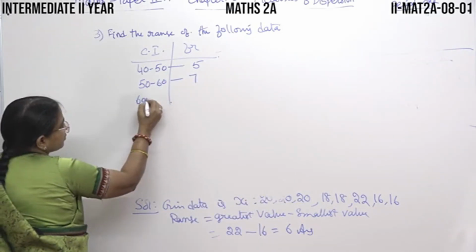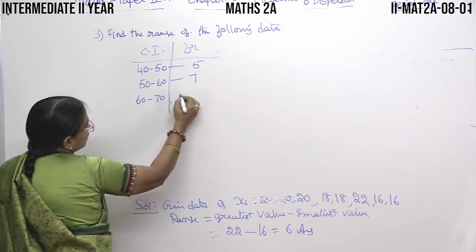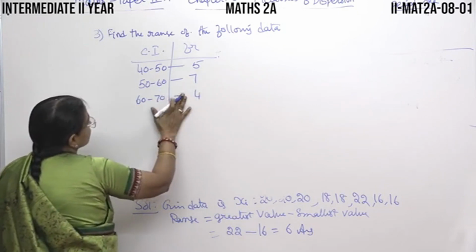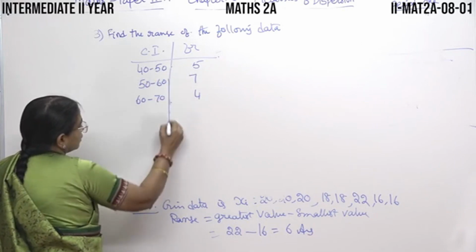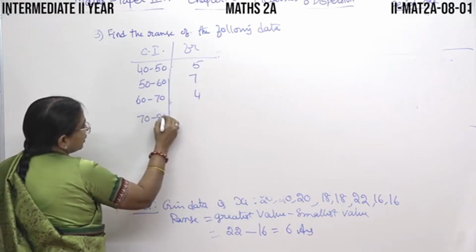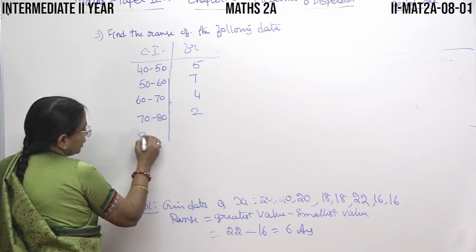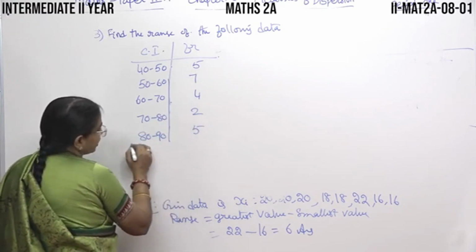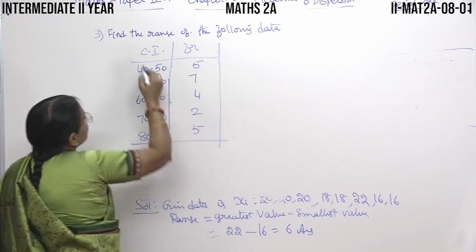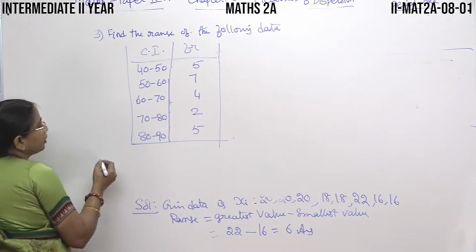Then 60 to 70, 4. And then 70 to 80, 2. 80 to 90, say 5. Okay, suppose you are given a table like this. So find the range of the following data.